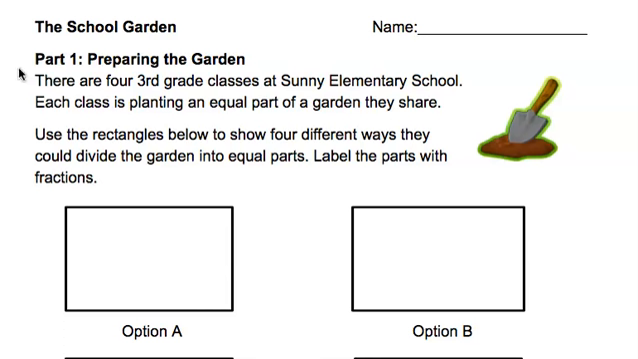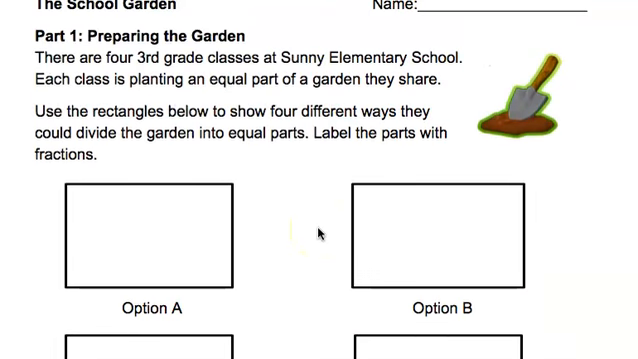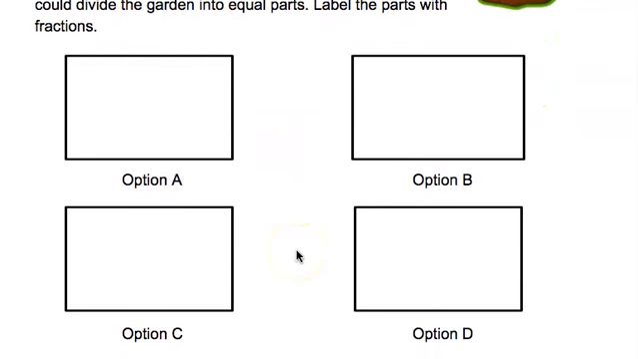There are 4 third grade classes at Sunny Elementary School. Each class is planting an equal part of the garden they share. Use the rectangles below to show 4 different ways they could divide the garden into equal parts. Label the parts with fractions. So here are your 4 garden spaces, and each one of them needs to be divided into 4 different spots for the third grade class to plant their garden.